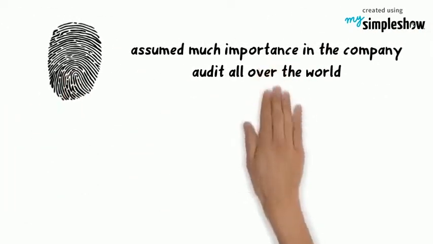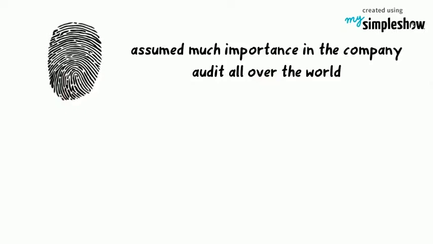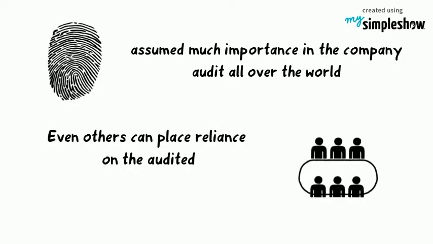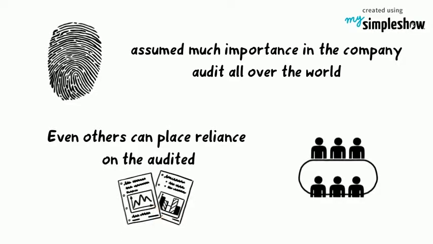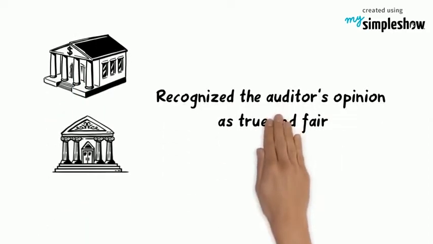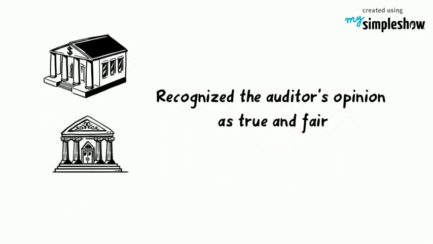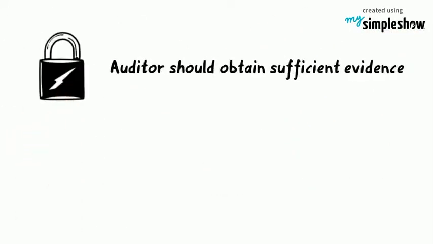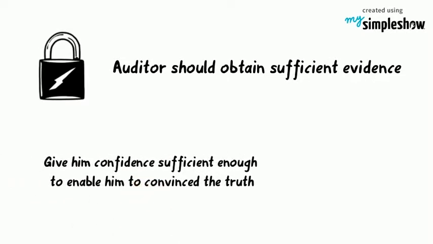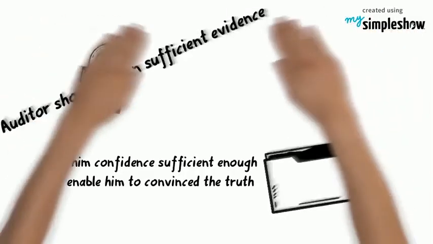Audit evidence has assumed much importance in company audits all over the world. Not only the shareholders but even others can place reliance on the audited financial statements. Banks and other financial institutions have recognized the auditor's opinion as true and fair. Therefore, to be on the safer side, the auditor should obtain sufficient evidence. This will certainly give him confidence sufficient enough to be convinced of the basic truth or falsity of the financial data.